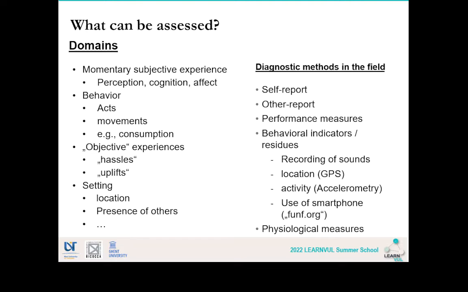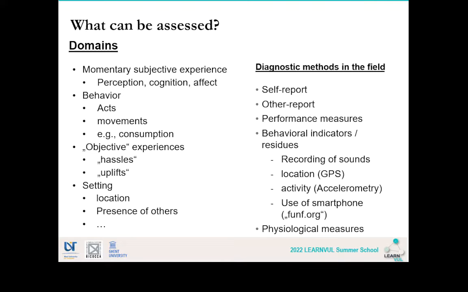Or I can ask that every time you are having a fight with your partner, you have to complete the survey or something like this. Or location settings. You can have information about where you're going or with whom you are interacting, or this kind of information. So there is a lot of information that can be assessed, and different ways of assessing it.